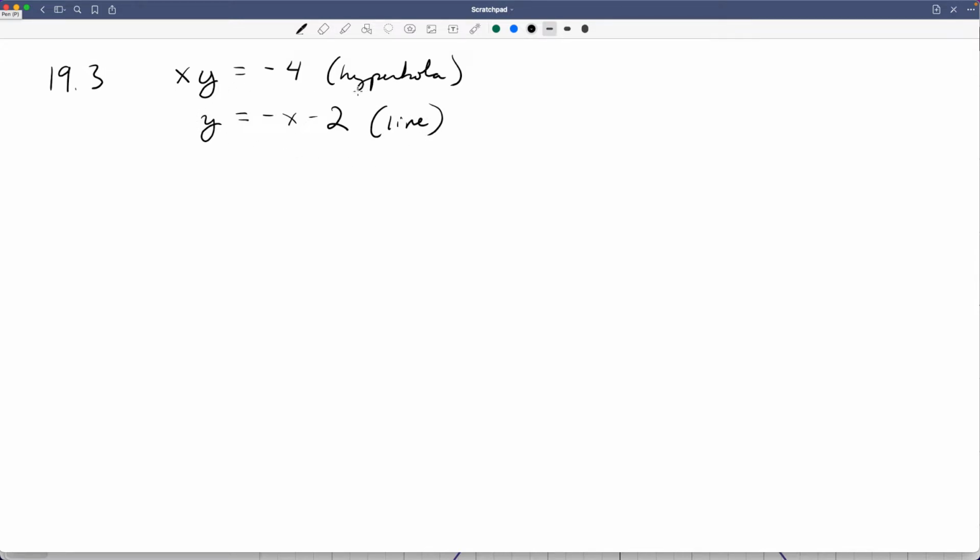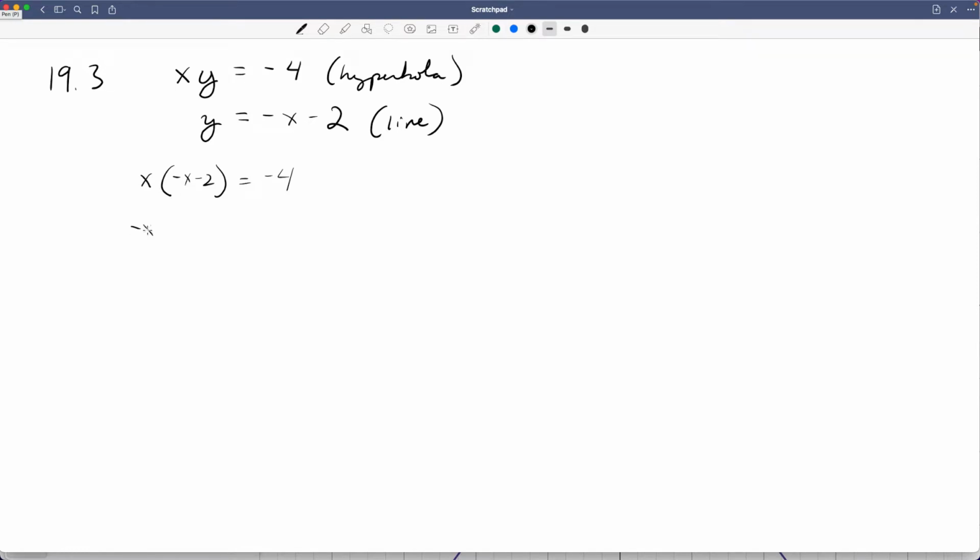All right, so we're going to do the same thing though. We're going to figure out a way to solve for one of these in order to sub it in here. And I think that, well, we really don't have to. We've already got a substitution value. We can substitute this in for y. So let's just do that. That's already set up for us. So x times negative x minus 2, because that's the value of y, is equal to negative 4.